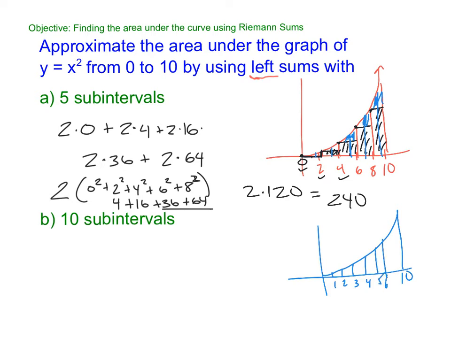That's a terrible picture, right? So now the width is 1, and then I need to figure out all my y values. Again, we're starting from the left, so we're starting at the left interval. So we're starting at 0. So 0 squared, 1 squared, 2 squared, 3 squared, and so on.